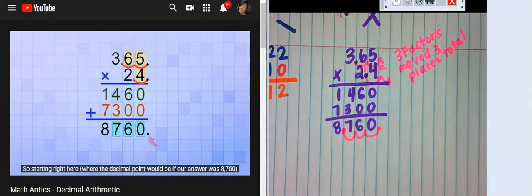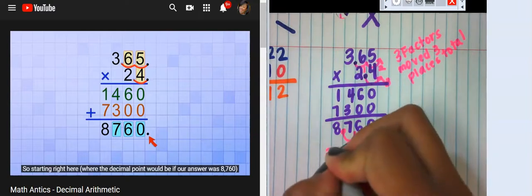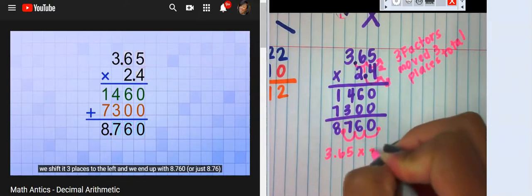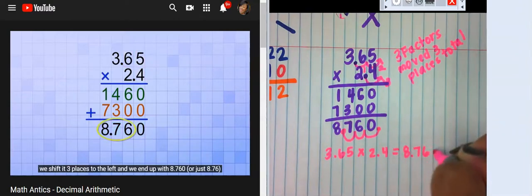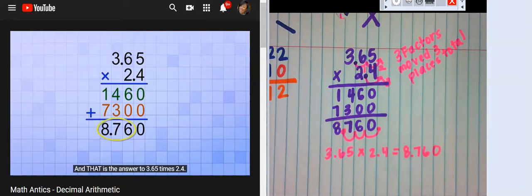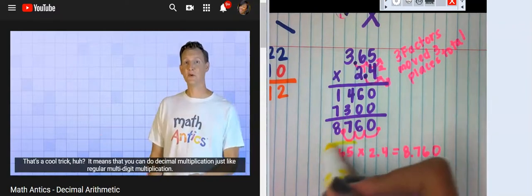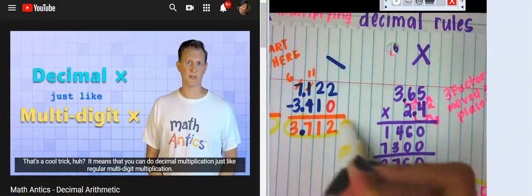So, starting right here, where the decimal point would be if our answer was 8,760, we shift it 3 places to the left, and we end up with 8.760, or just 8.76. And that is the answer to 3.65 times 2.4. That's a cool trick, huh? It means that you can do decimal multiplication just like regular multi-digit multiplication.